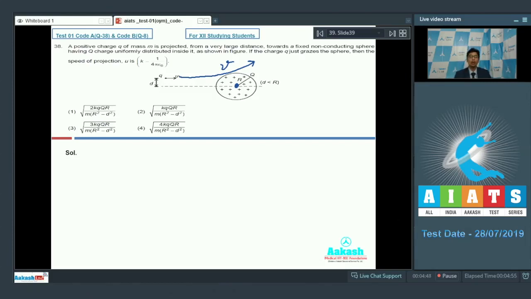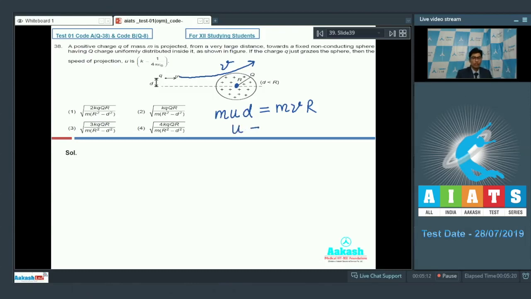Therefore, the torque of this central force would be 0 and hence the angular momentum would be conserved. Therefore, the initial angular momentum, which can be written as m into u into d, which is the perpendicular distance, would be equal to the final angular momentum, that is m into v into r, because finally at the time of grazing the perpendicular distance becomes r.